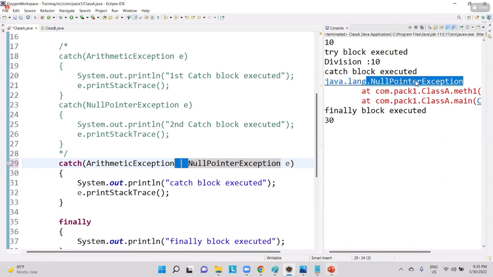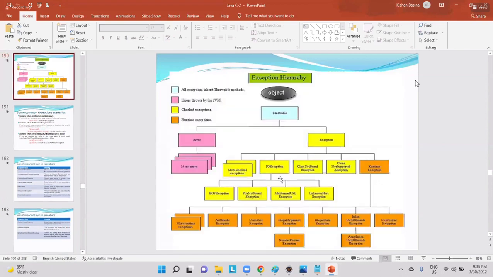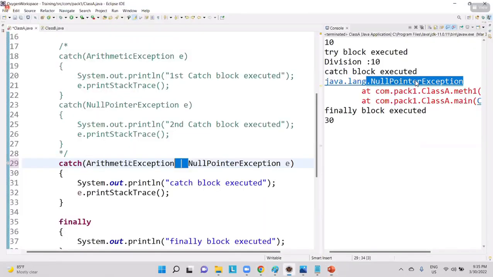There should not be any parent-child relationship. For example, I have used arithmetic exception and null pointer exception. Is there any parent-child relationship here? No. That is the reason I can use that. But if there is a parent-child relationship, either you have written Exception here or here, it will be like a duplicate exception.